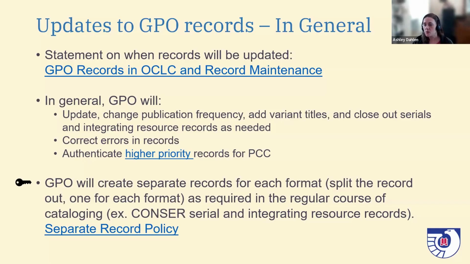Key for you is we will create separate records for each format, meaning we will split the record out, one for each format, if it's required in the course of cataloging, the regular course of cataloging. So for example, if we're looking at a CONSER serial and integrating resource record, and we need to work on it at that point in time, we would separate out the record. And there's again, that link to that separate record policy.